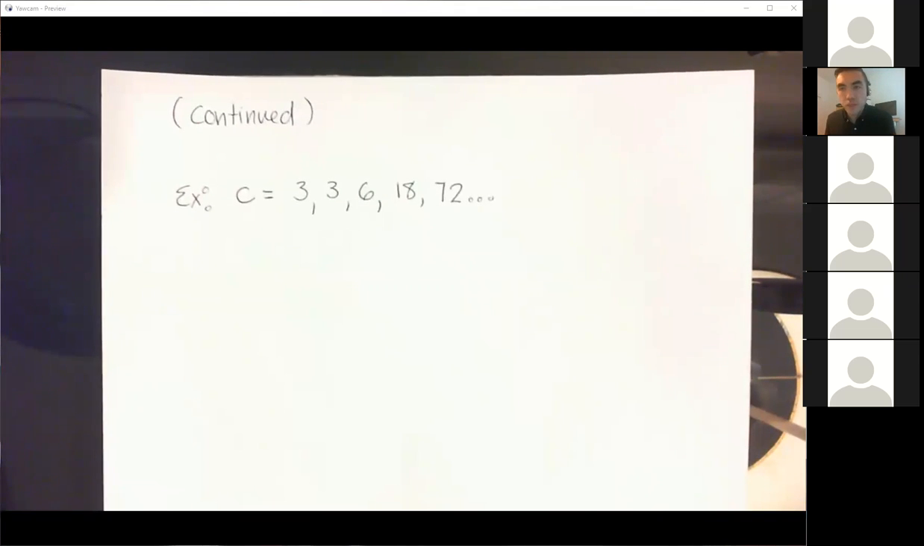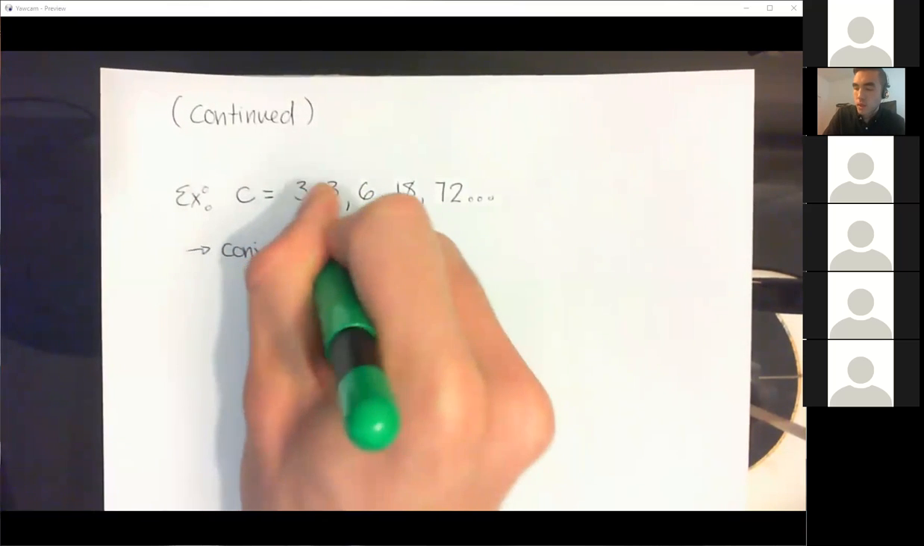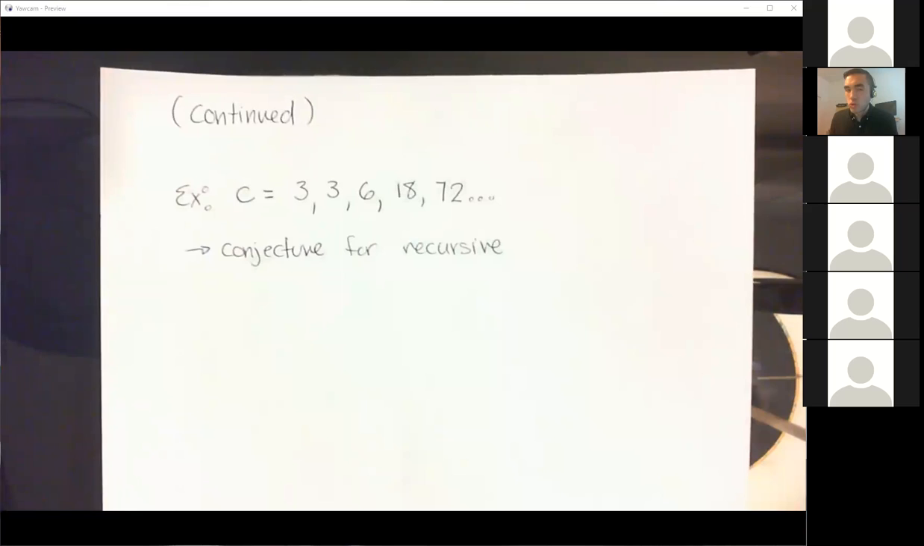So let's start this off. I would like y'all to give me a conjecture for the recursive form of this. In order to do that, let's figure out what's happening here. Are we adding the same number every time? No. Are we subtracting the same number every time? No. We're not multiplying or dividing by the same number every time either.